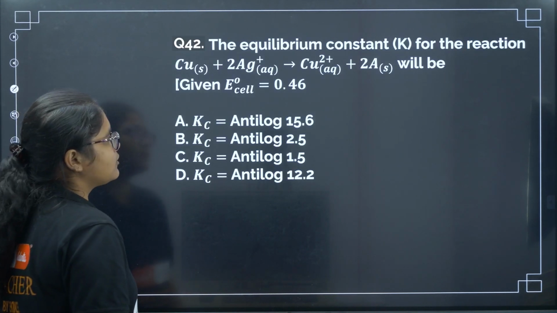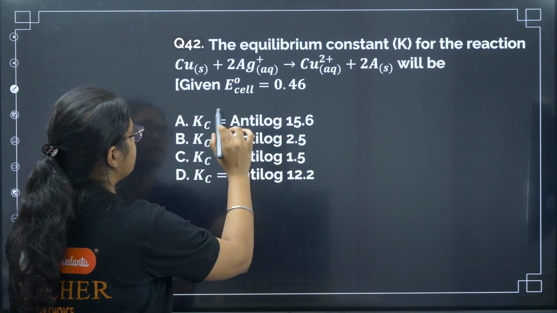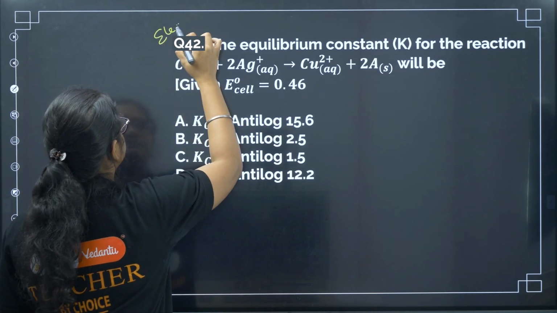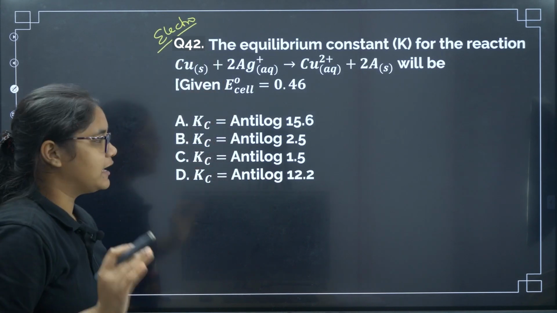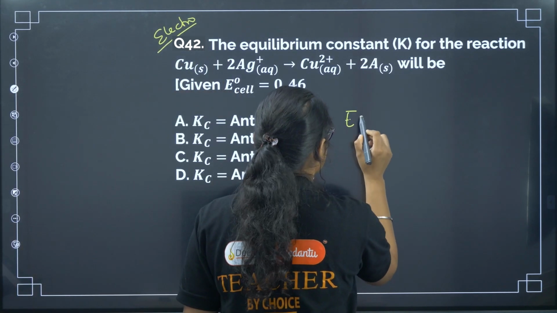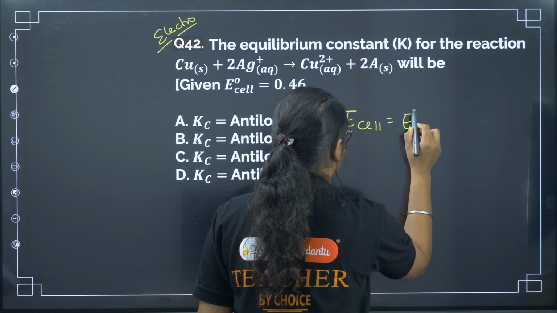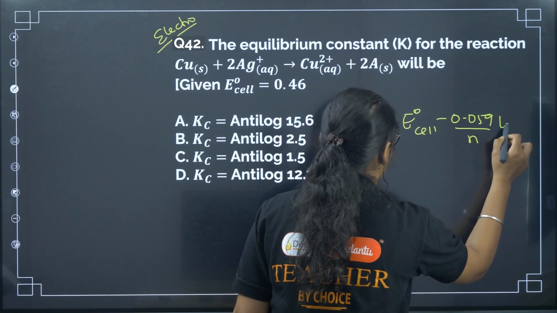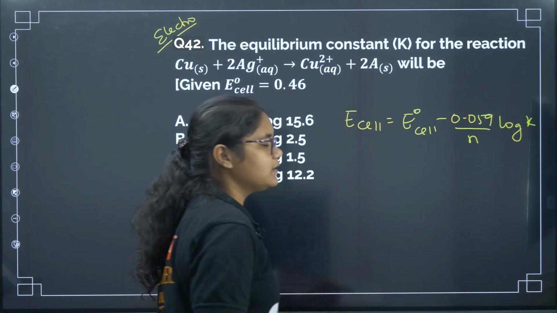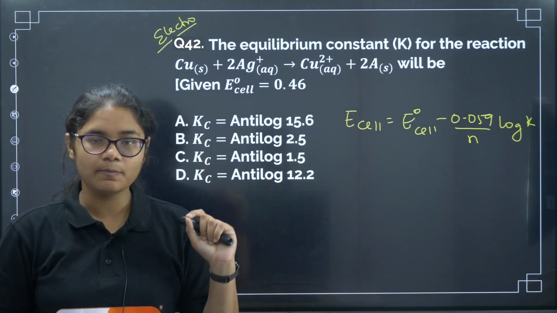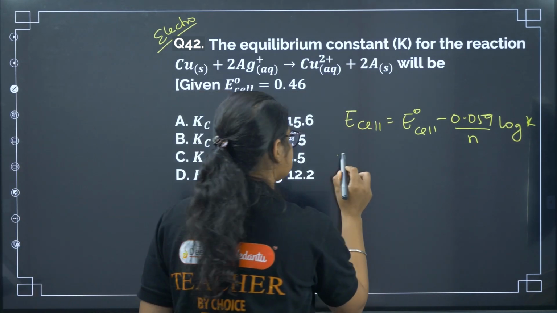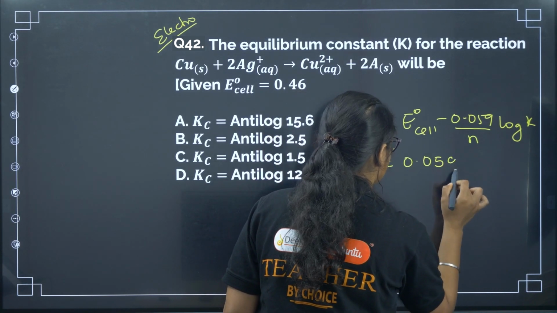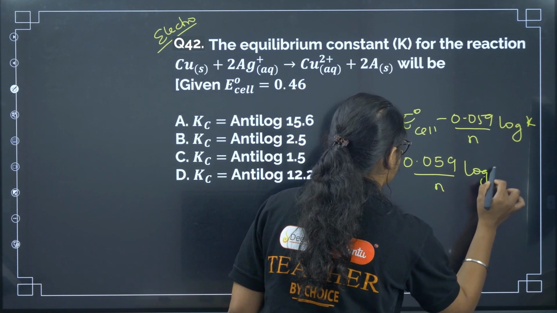Next, the equilibrium constant K for the reaction will be equal to dash. This question is from your electrochemistry chapter. The delta G formula that is there. You know the Nernst equation: E of the cell is equal to E naught of the cell minus 0.059 by n log K. Now at equilibrium, E of the cell is 0, so we can take the equation like this: E naught of the cell is equal to 0.059 by n log K.